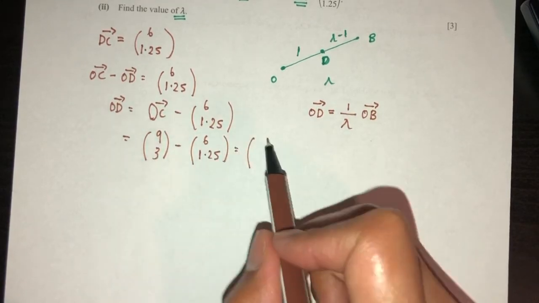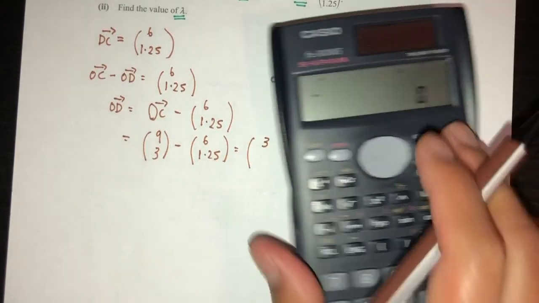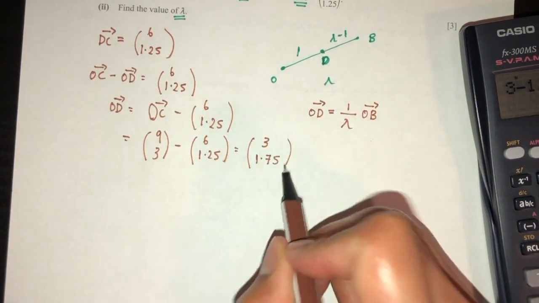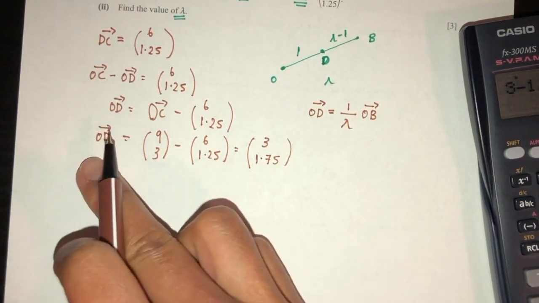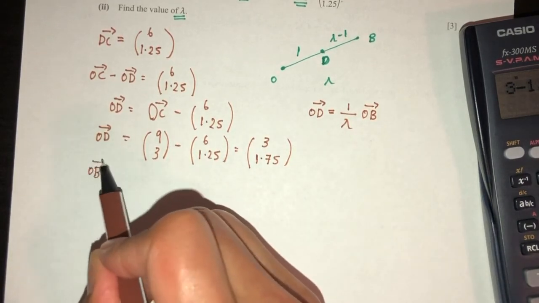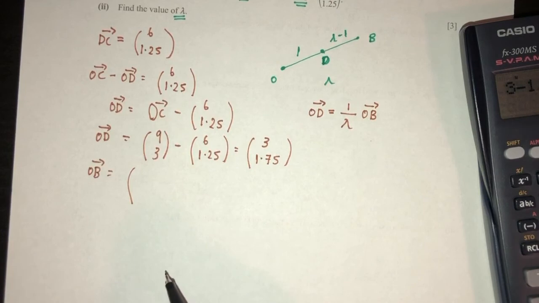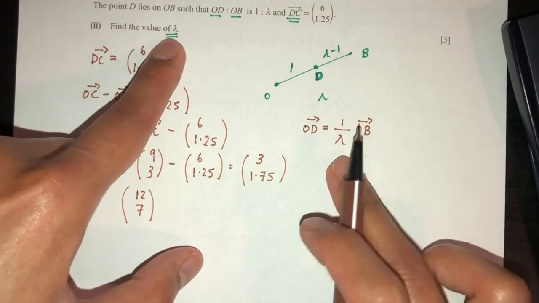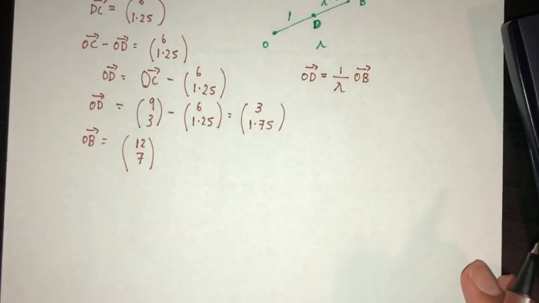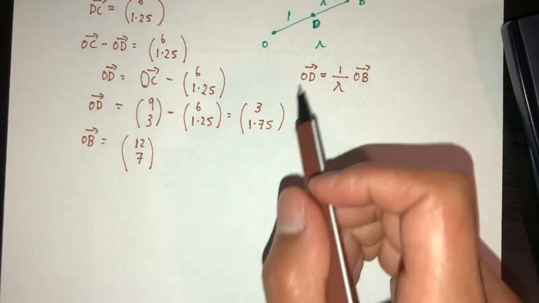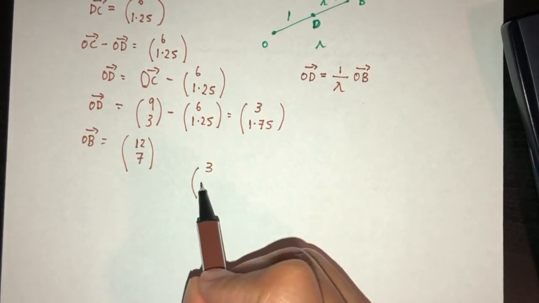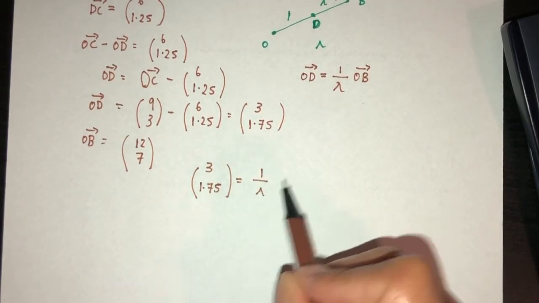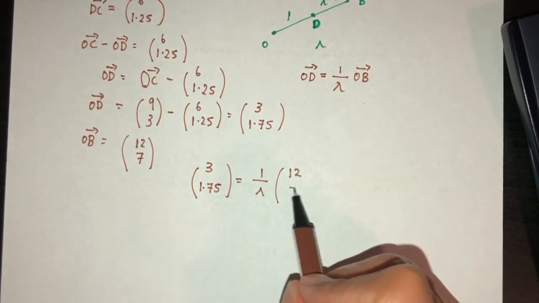That will be 9 minus 6 is 3. So 3 minus this should be what? That should be 1.75. That is your vector OD. So we know OD, we know OB, so let's write OB. OB is given to you by the question itself. It is given by (12, 7). Okay, so the question is we have to find the value of lambda. So how would you find this value? So let's see. So we have OD is given to you by (3, 1.75) is equal to 1 over lambda times (12, 7).